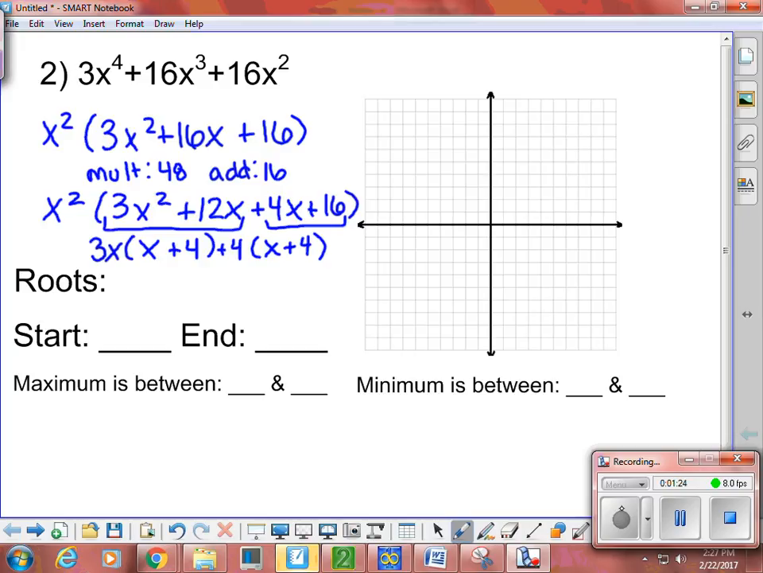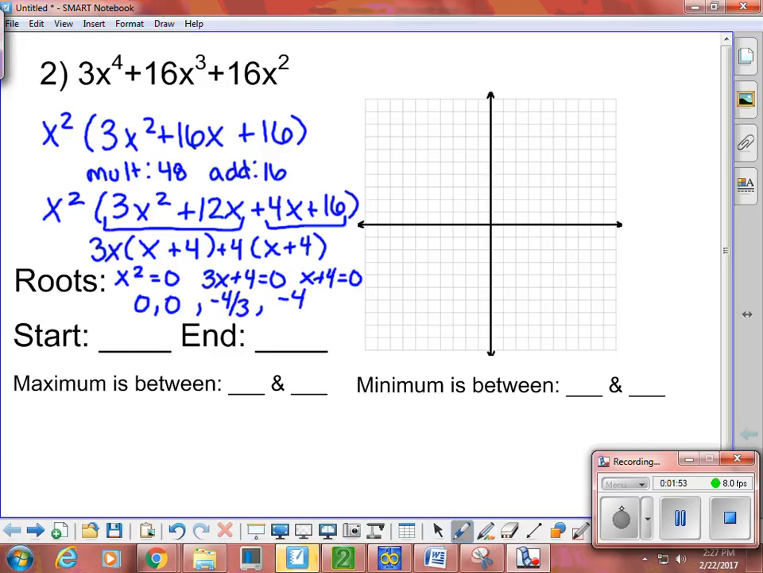Okay, so then my roots that I'm setting equal to 0 are going to be x squared equals 0, 3x plus 4 equals 0, and x plus 4 equals 0. So then my answer to this is going to be 0 twice because it's x squared. So it's happening 2 times. Those are 2 of my 4 roots. Then negative 4/3, and then negative 4.